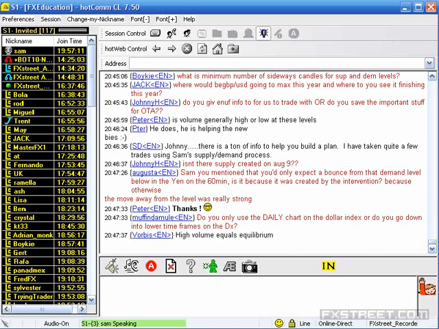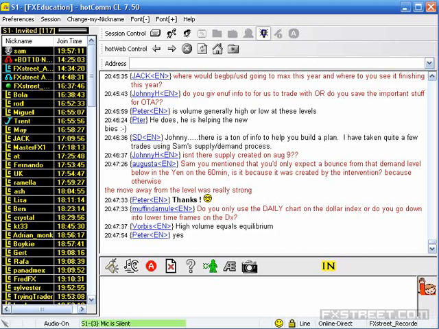Excellent. Yeah. So Peter, volume is generally low at these levels. In fact, if you're trading a market where you actually can see the volume, for me, I always require very low volume in the levels. That is levels. Okay.